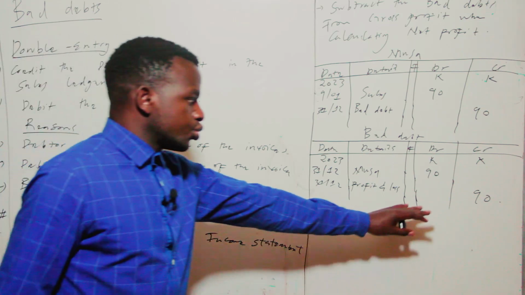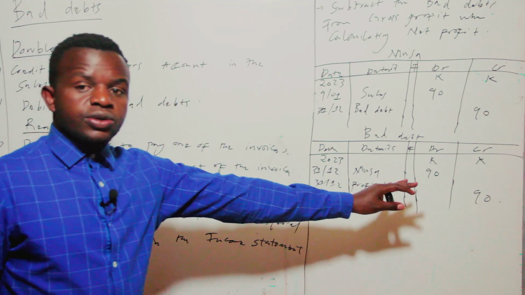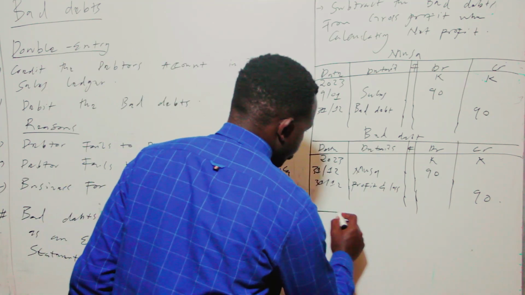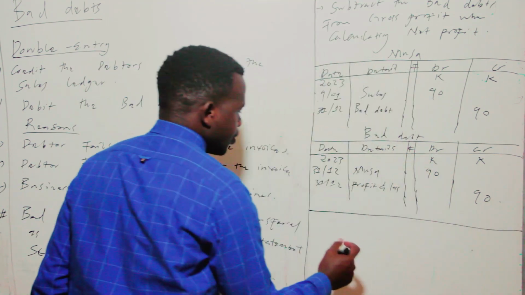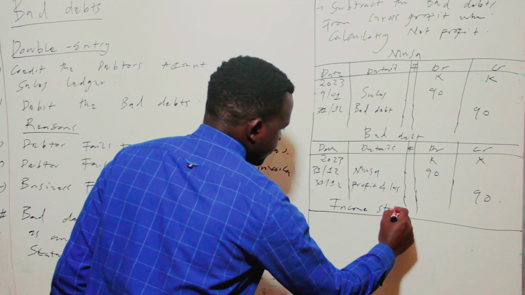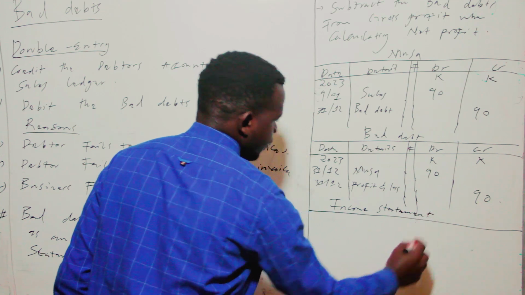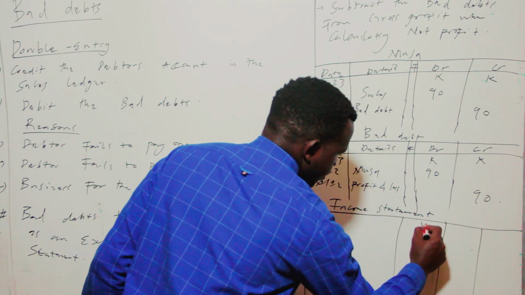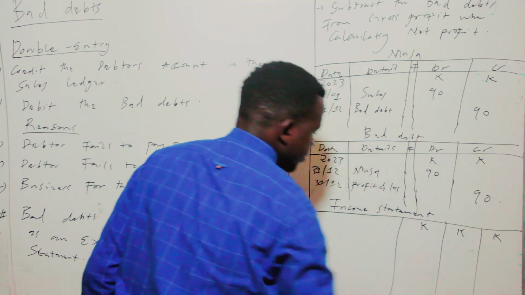So we're supposed to show the 90 kwacha under expenses. In the income statement, how are we going to show that? If we have this income statement, we know that we are using our kwacha there.